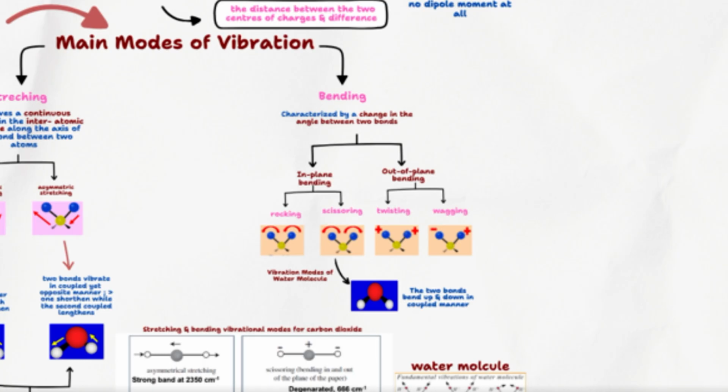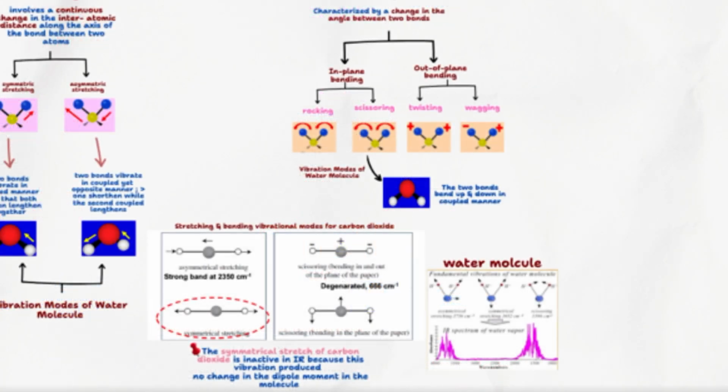Only scissoring is a vibration mode of the water molecule. The two bonds bend up and down in a coupled manner. For out-of-plane bending, we have twisting and wagging. Last but not least, these are the stretching and bending vibrational modes for carbon dioxide. The symmetrical stretch of carbon dioxide is inactive in infrared because this vibration produces no change in the dipole moment in the molecule. And this is the fundamental vibration of the water molecule.